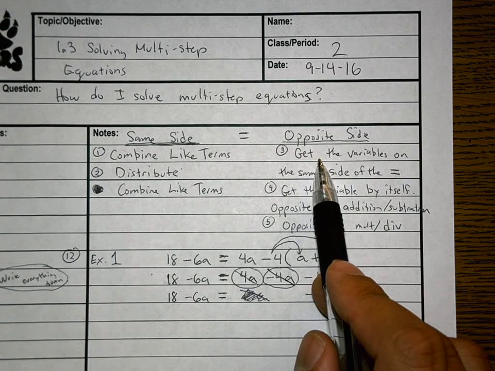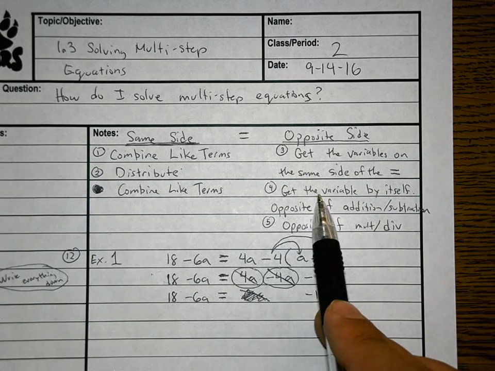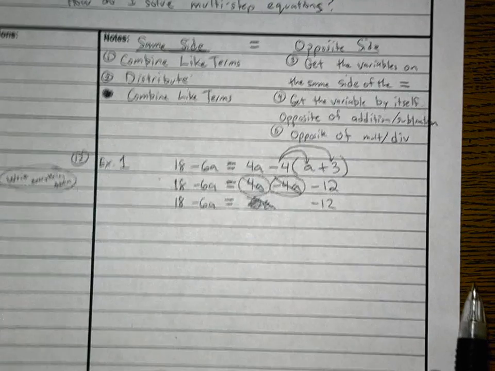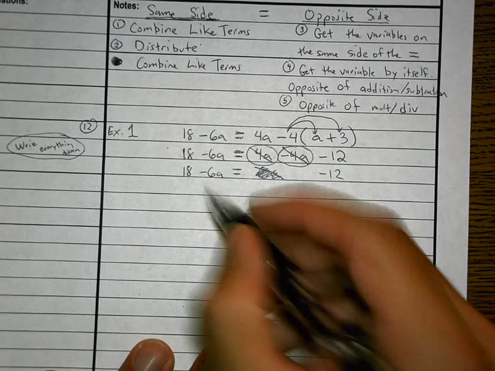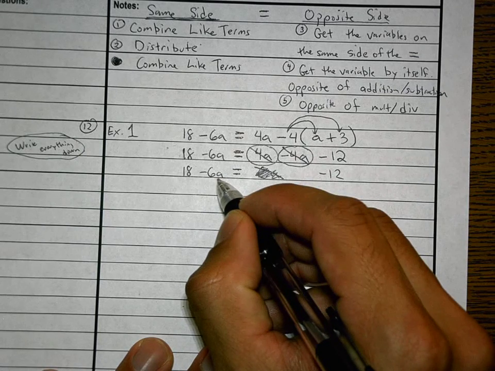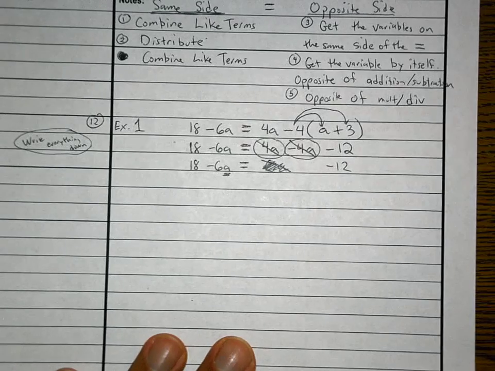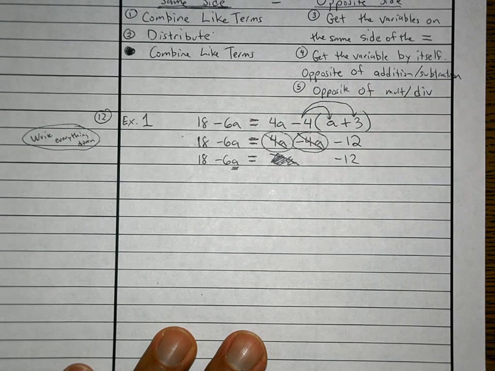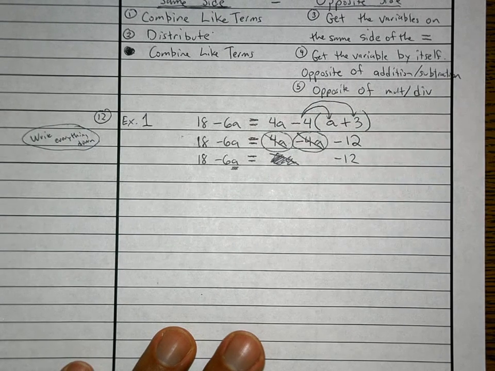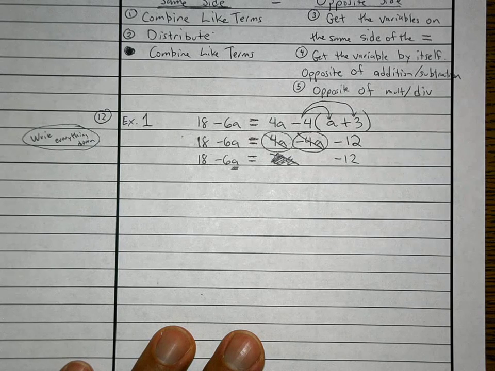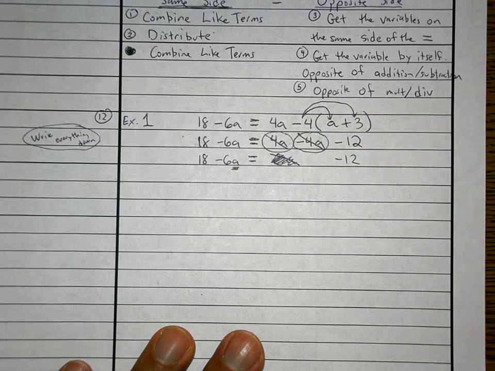I'm going to go to number 4. Get the variable by itself. So what that means is this. I want to get this a by itself. I'm going to underline that a. That's what I'm trying to get by itself. Right now, that a has a partner. That negative 6 is multiplying that a. It's together with that a. So we're going to save that 6a for last.